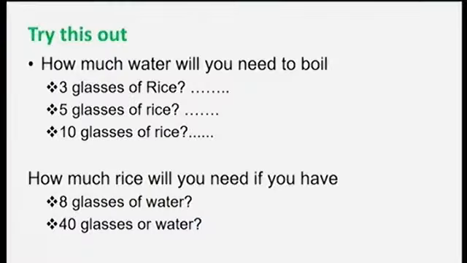Okay then, let's see a situation where we have the glasses of water and how much rice do we need. So the next step, we are moving to find out the number of glasses of rice that will require the, sorry, we have a caller.